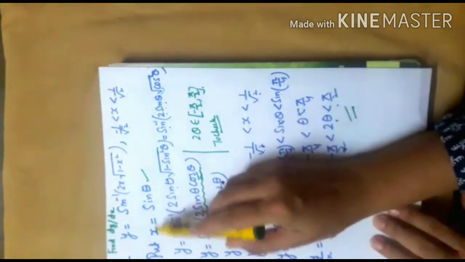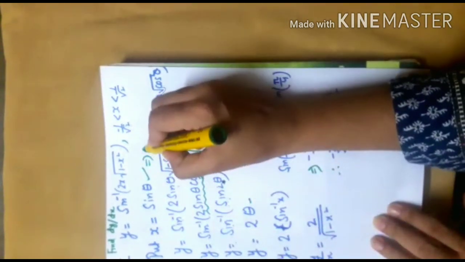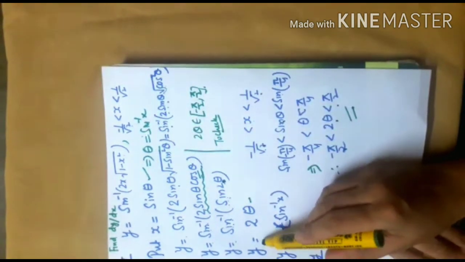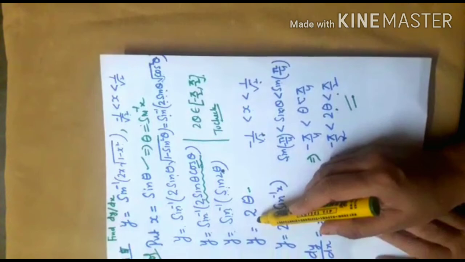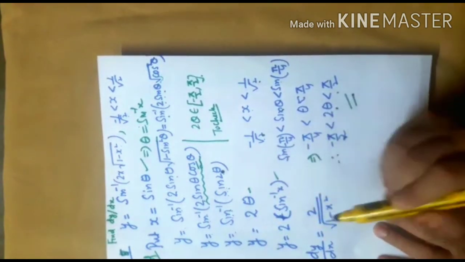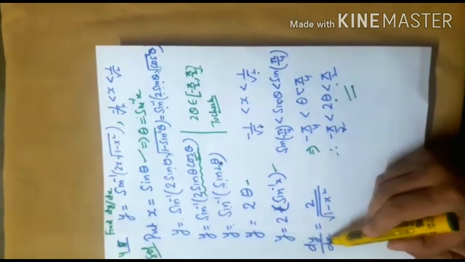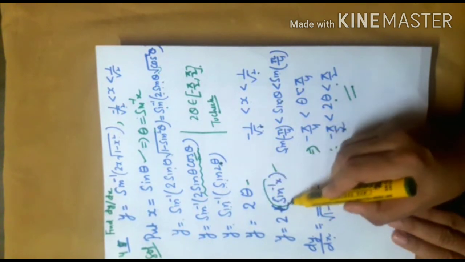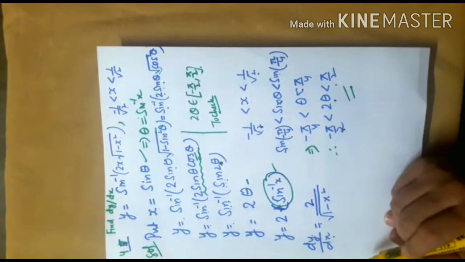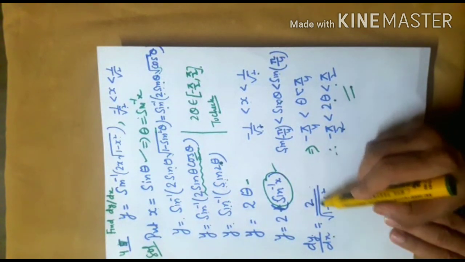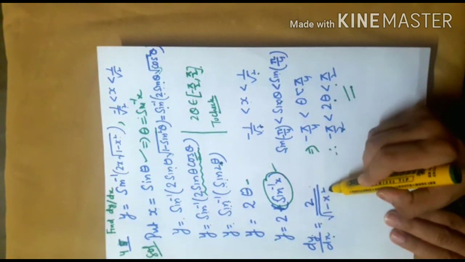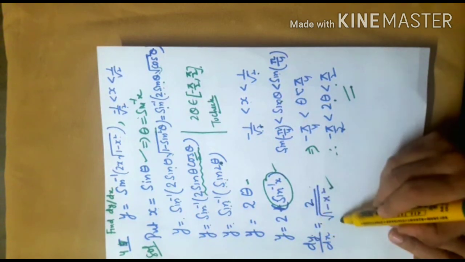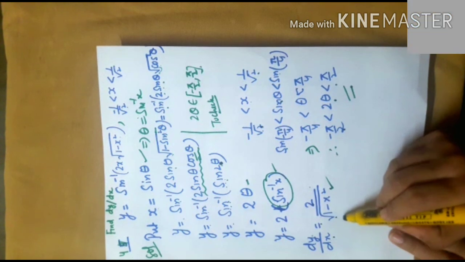And yes, when x is sine theta, this implies theta is sine inverse x. So I'll get y equals 2 sine inverse x. Now, the derivative of y with respect to x will be 2 into the derivative of sine inverse x. And the derivative of sine inverse x is 1 over square root of 1 minus x square. So dy by dx will be 2 over square root of 1 minus x square.